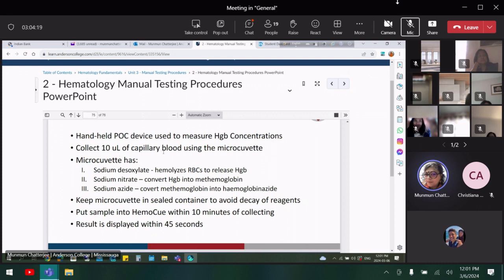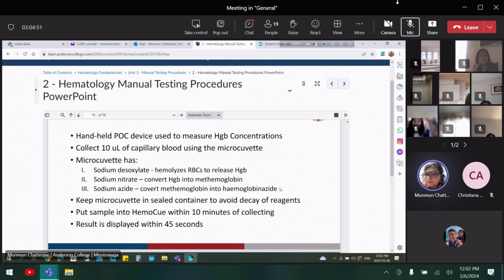Collect 10 microliters of capillary blood using a microcuvette. The microcuvette has sodium deoxycholate, sodium nitrite, sodium azide. You don't need to know all these things. Sodium deoxycholate hemolyzes RBC to release hemoglobin. Sodium nitrite converts hemoglobin into methemoglobin, because ultimately they are going to read the methemoglobin, and finally it converts methemoglobin into hemoglobin azide. You don't need to know that one.